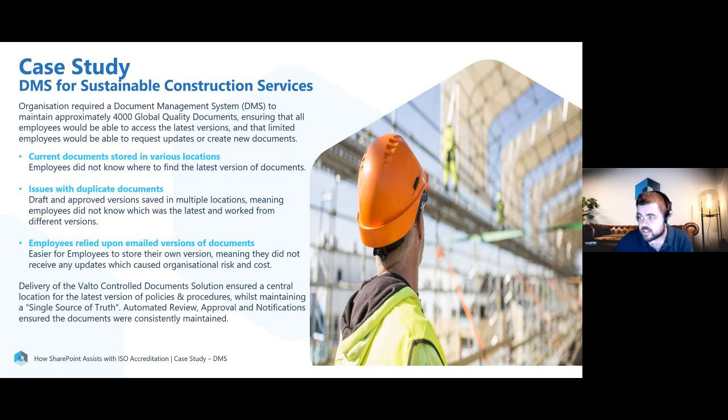So a couple of case studies that we've got into place here. We did a control document system for a construction service. They actually had 4,000 global quality documents, which were all very sporadically saved in multiple different locations, which meant people didn't really know what the right version of the document was to work from. It also meant there was no evidence that people were using the correct document or sending the correct document to their customers, because someone in Department A might work from a different location to Department B.